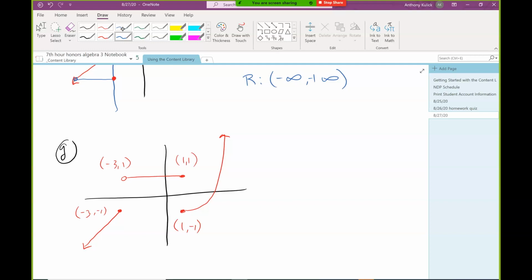Okay. Is this a function? No, why not? Where can I draw the vertical line through? Yeah, x equals 1, right? That's the only spot, though.